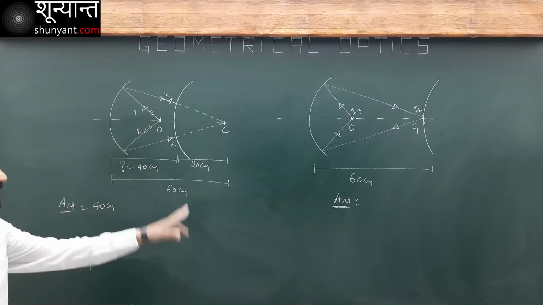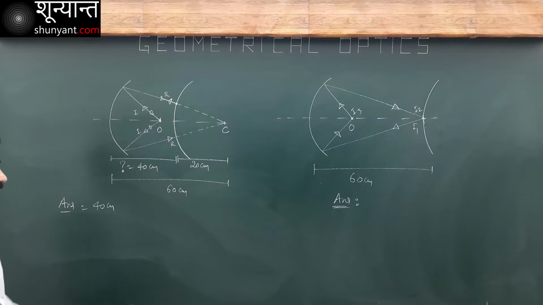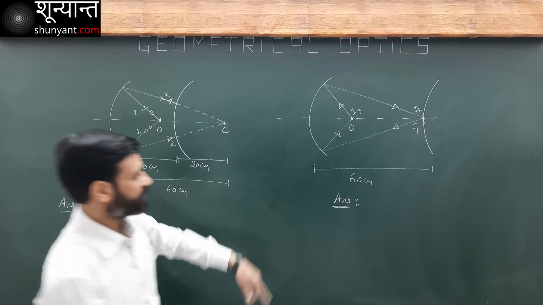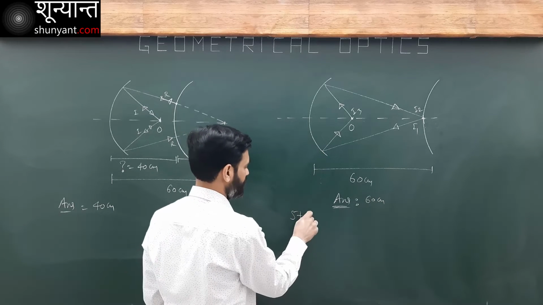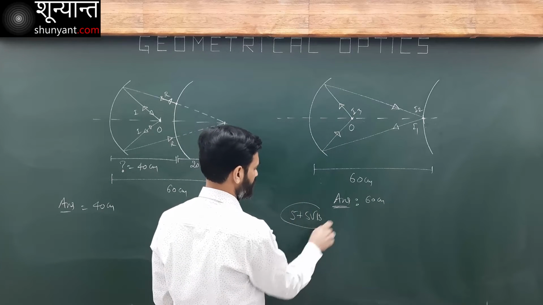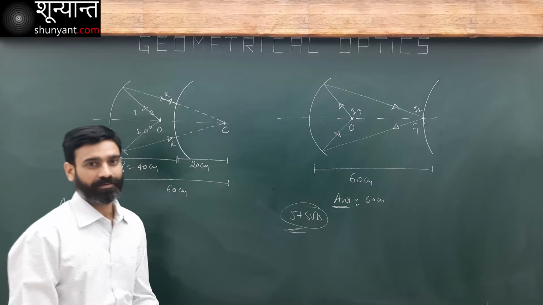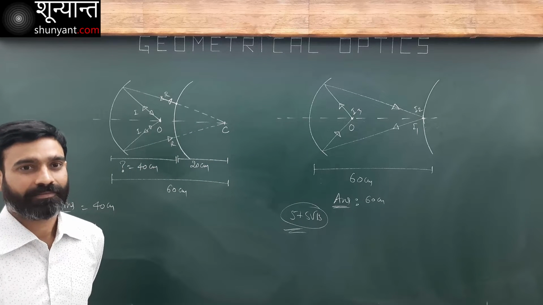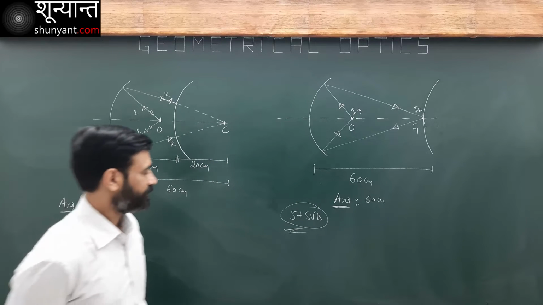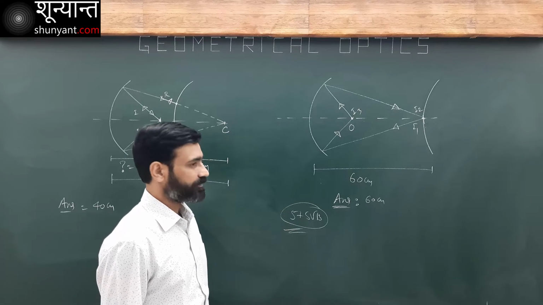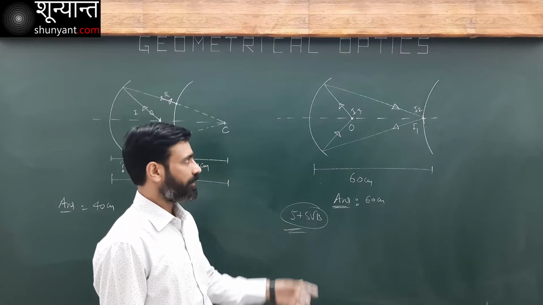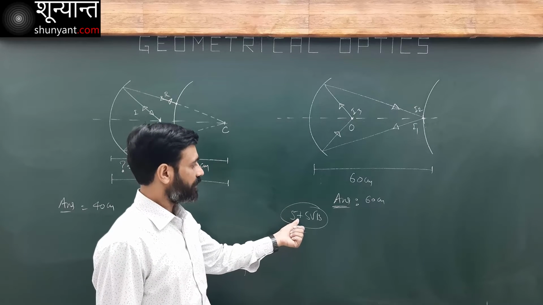We are going to have three answers for the same problem: 40, 60, and one other, that was 5 plus 5 root 13. Now, does this answer make sense? What was this? This was D.